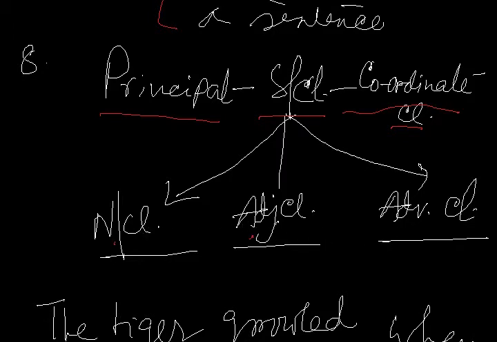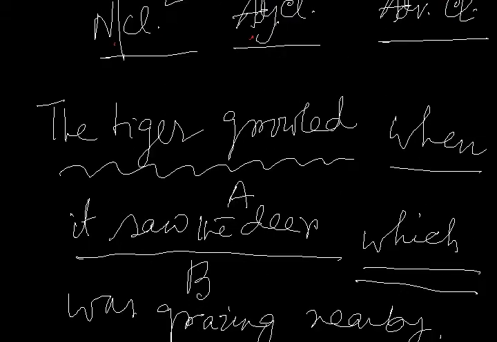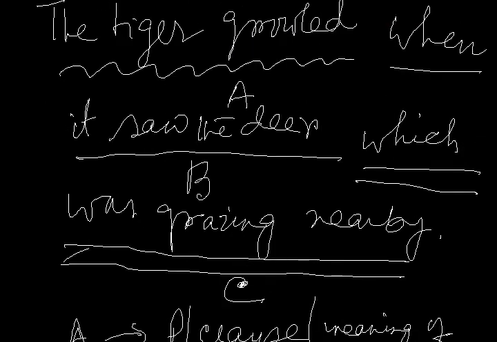Now let me give you an example. Look at the example below to become more clear. In the example you see: The tiger growled, marked A. When it saw the deer, marked B. Which was grazing nearby, marked C. Now you see, the tiger growled is a principal clause. Why? Because it can stand on its own. It does not depend on any other part for its meaning. So it is a principal clause.